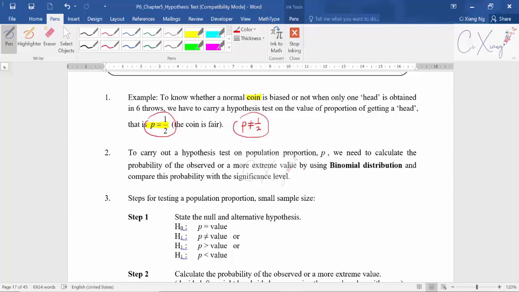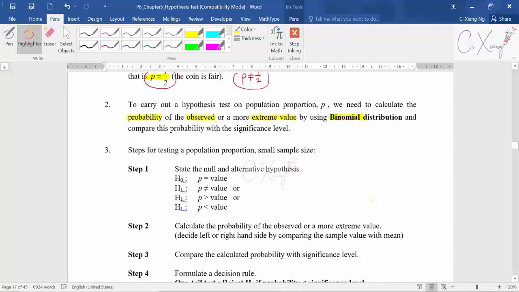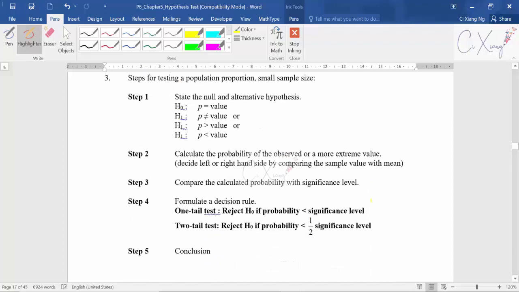When you want to run the test, you need to calculate the probability of the observed value or more extreme value by using the binomial distribution, and compare the probability with the significance level. Here I try to summarize some important steps for you to follow when you want to carry out a test for population proportion.